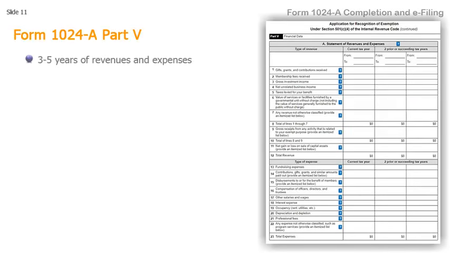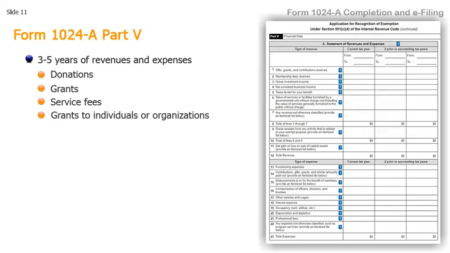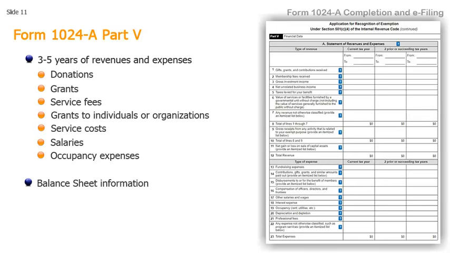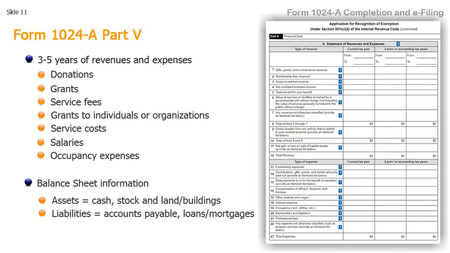Part 5 asks you to provide 3 years of revenues and expenses, including the current year. See the instructions for Part 5 on how to complete information for the 3 years. Examples of revenue include donations, grants, and fees for services. Expenses may include grants to individuals or organizations, service costs, salaries, and occupancy expenses. You'll also enter balance sheet information, which is a snapshot of your assets and liabilities. Assets may include cash, stocks, and land or buildings. Liabilities may include accounts payable, loans, or mortgages.